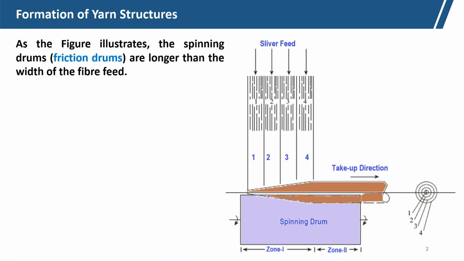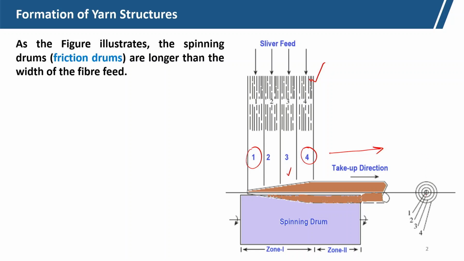And in this diagram, we have shown the 4 slivers are fed. So, the leftmost is 1, then 2, 3, 4, and the 4th sliver is fed, which is closer to the withdrawal, it is towards the withdrawal direction. Now, the thing is that when we see the yarn cross section, the fibers from the 4th sliver are deposited on the fibers from the 3rd sliver, whereas the fibers from the 1st sliver form the core portion.